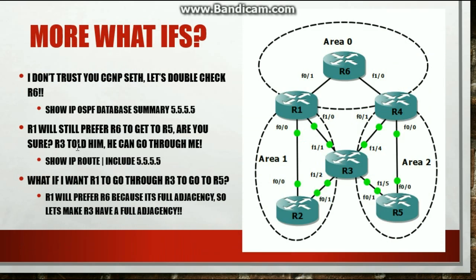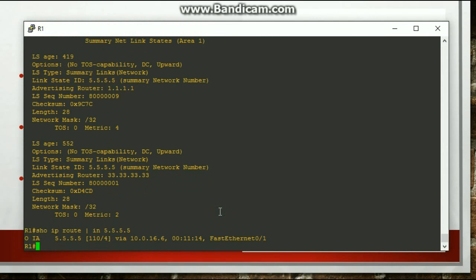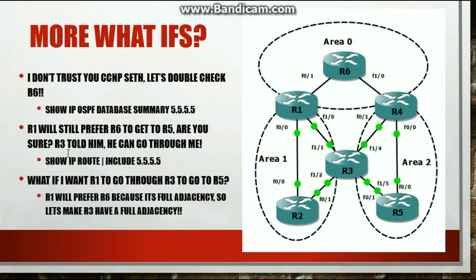So R1 still prefers R6 to get to R5. Yeah, that is true. So now that it is receiving those routes in two different ways, let's go back. And it's still preferring FastEthernet 0/1, which is this way right here. So R3 told him he can go through me, but it's not using it. So what if I want R1 to go through R3 to go to R5?